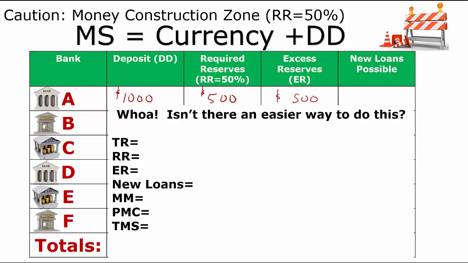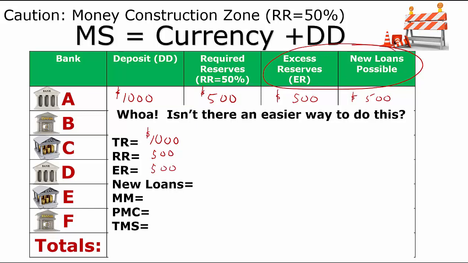$500 goes to excess reserves, which means $500 can be loaned out. Because remember, new loans possible and excess reserves are always the same number. Okay? So practicing our math. Total reserves is going to be the amount of money the bank now has, which is $1,000 from the deposit. The required reserves we just stated were $500. The excess reserves was also $500.